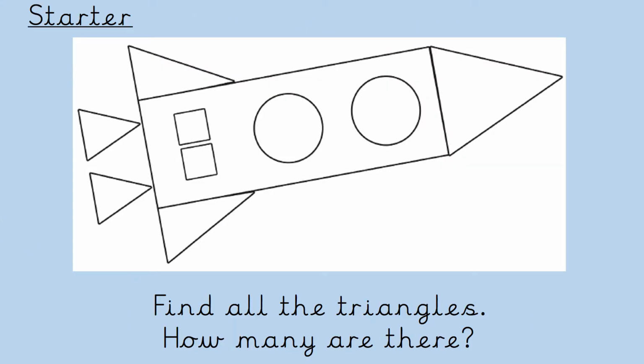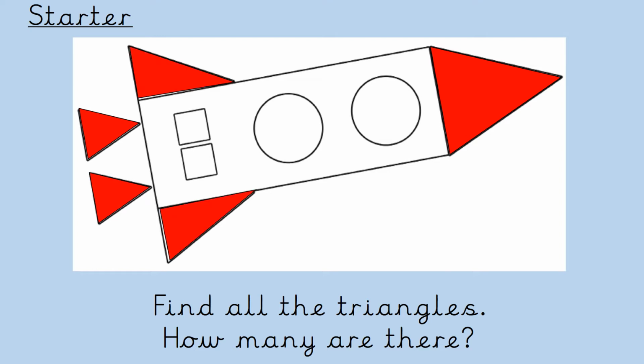Okay, our starter. How many triangles can you find on my rocket? Pause the video now and see how many you can find. Okay, let's count together. 1, 2, 3, 4, 5. There are 5 triangles on my rocket.